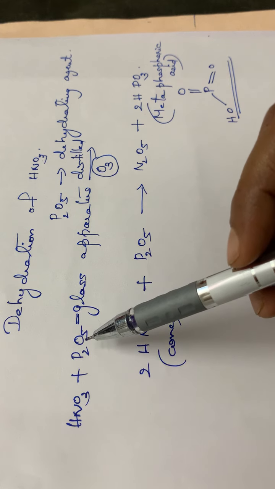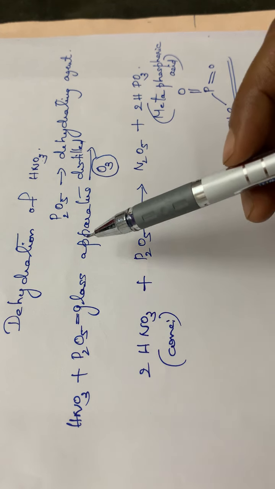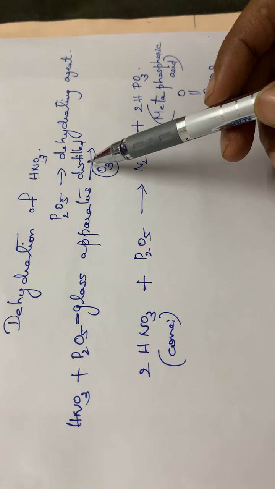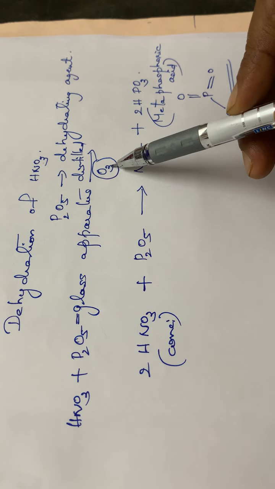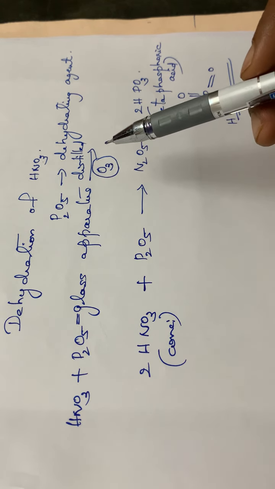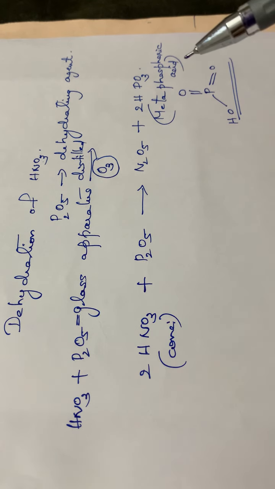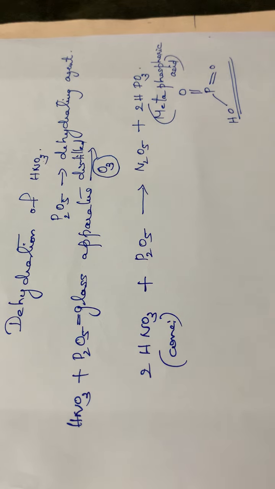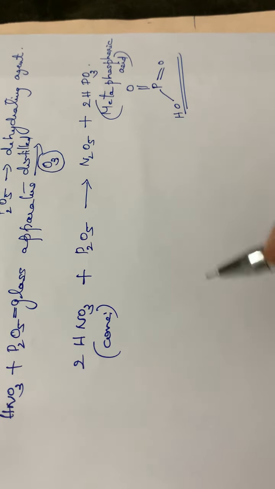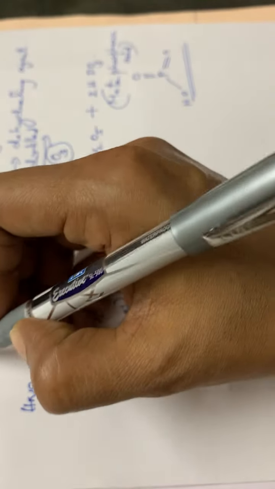Nitric acid is mixed with phosphorus pentoxide in a glass apparatus, and it is distilled in the presence of ozonized oxygen. This ozonized oxygen will also help in the prevention of the decomposition of N2O5. So this is the first method of preparation.